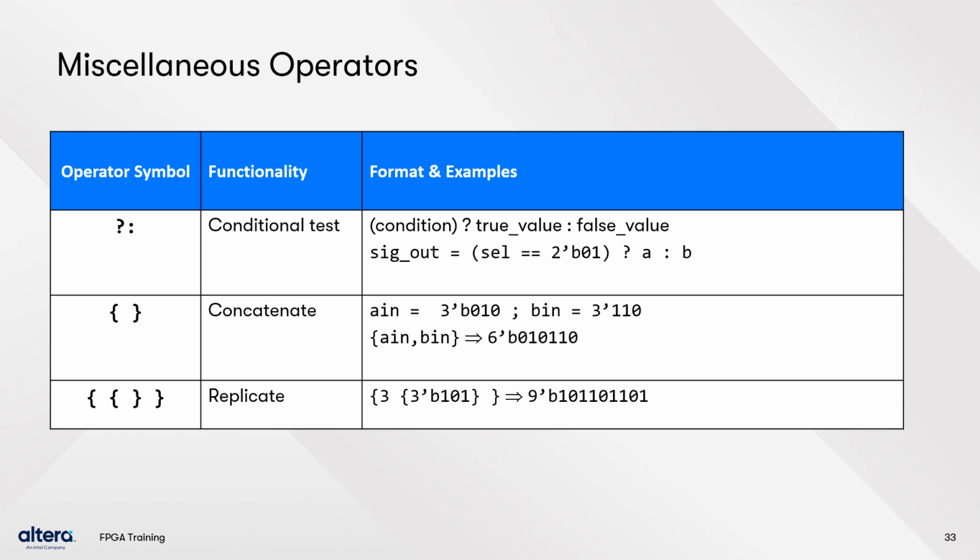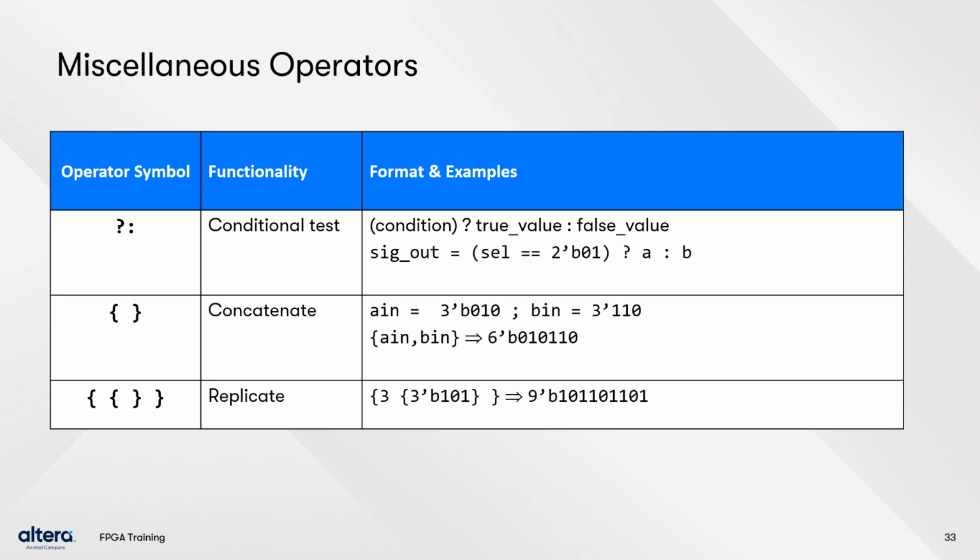Here are the three miscellaneous operators also popular in Verilog. The conditional operator acts like a compressed if-then statement. The syntax is a condition followed by a question mark, followed by the expression to evaluate if the condition is true. That is followed by a colon and the expression to evaluate if the condition is false.